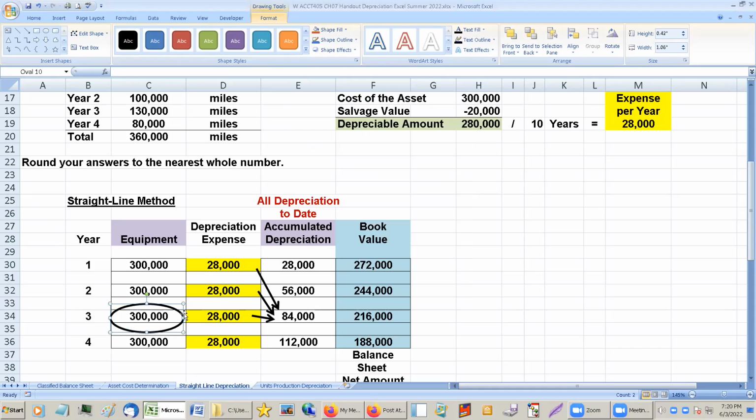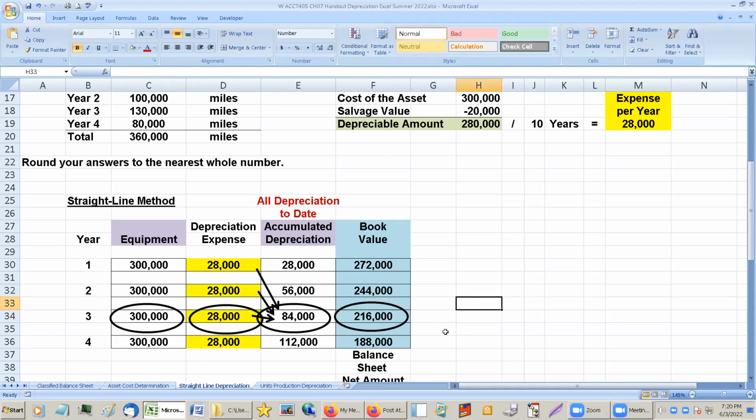You know, they could ask you what the equipment is. They can ask you what the book value is. What's the accumulated depreciation? What's the depreciation expense? So be careful when you read questions. In the multiple choice questions, they could ask you for any one of these.